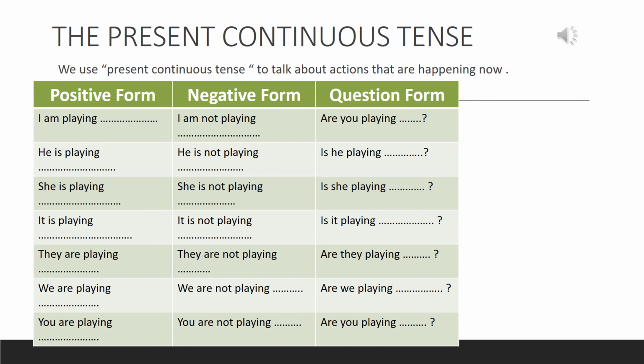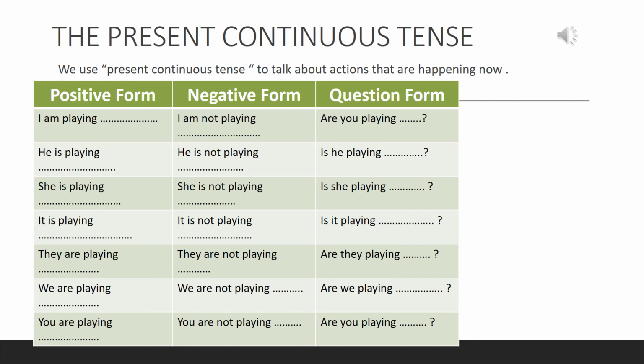Number two, he. He is playing. In the negative form, he isn't playing. In the question form, is he playing? Number three, if we start with she, she is playing. The negative form, she isn't playing. The question form, is she playing? Number four, it is playing. Negative form, it isn't playing. The question form, is it playing?